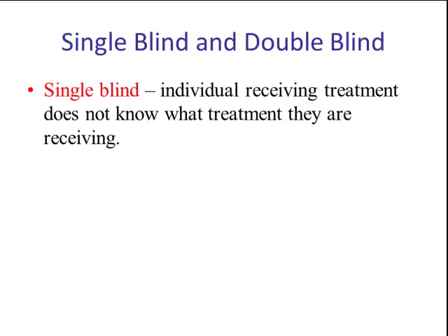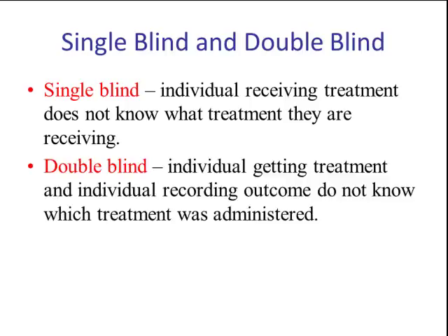Single blind and double blind. Single blind: the individual receiving the treatment does not know what treatment they are receiving. It could be the treatment, it could be the placebo. A double blind: the individual getting the treatment and the individual recording the outcome do not know which treatment was administered.